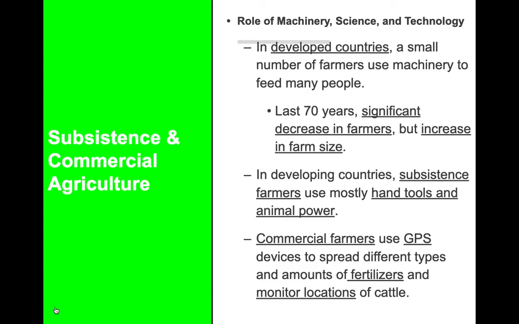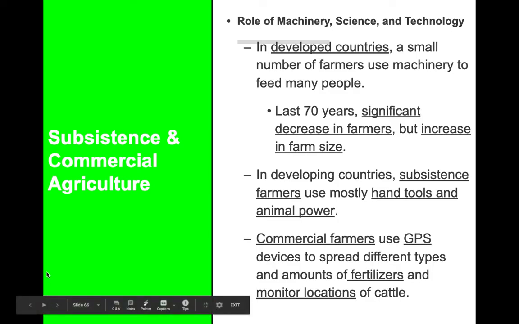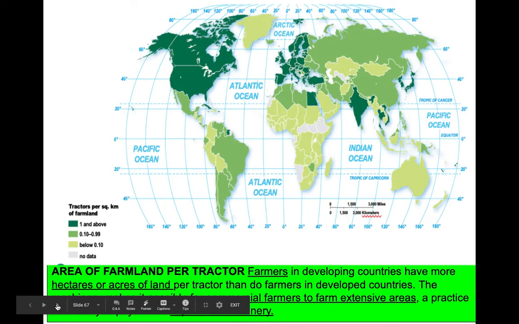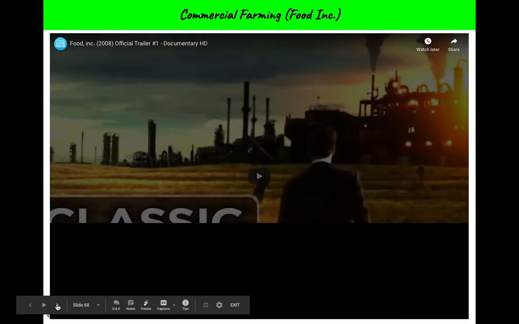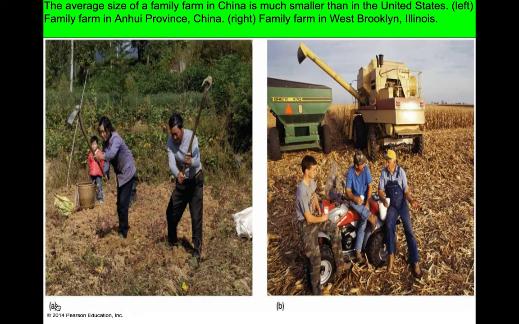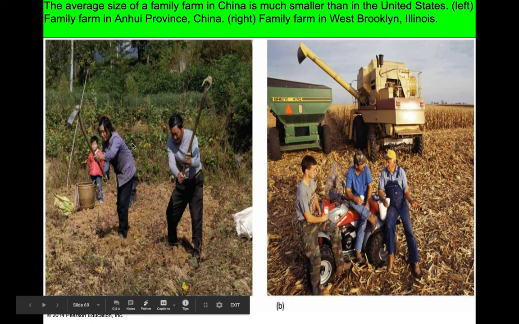Farms have significantly decreased in farmers, although farm size have increased dramatically. GPS is used to use the most fertile land and monitor locations, so it's highly technical. Areas of farmland per tractor, we can see the technology. With that technology, we know that there's going to be very large farms that's going to be highly mechanized. Alright, here shows a picture of contrasting subsistent farmers versus commercial farmers.